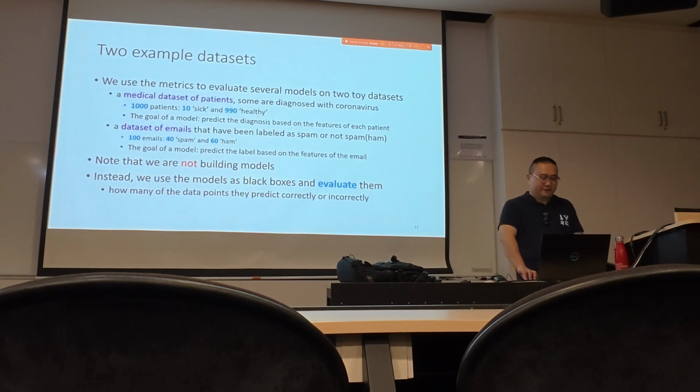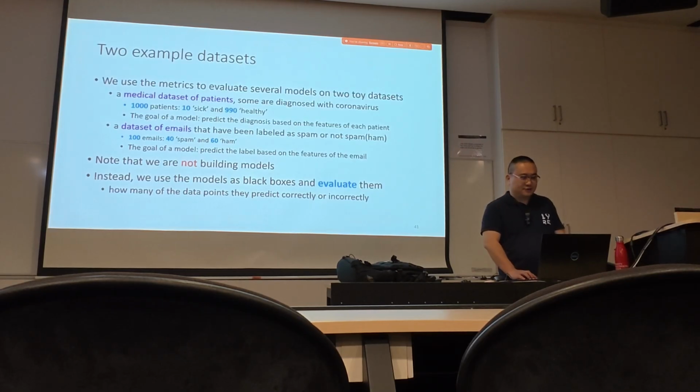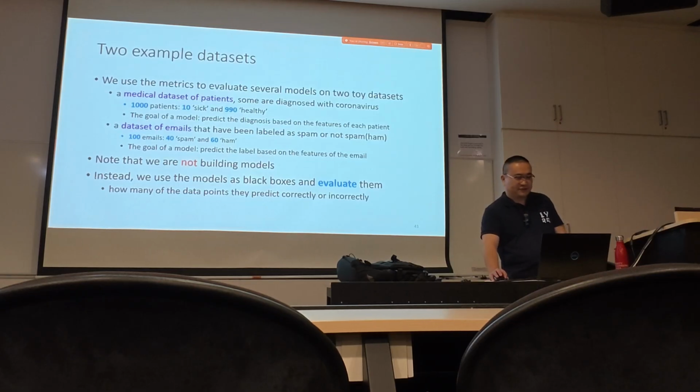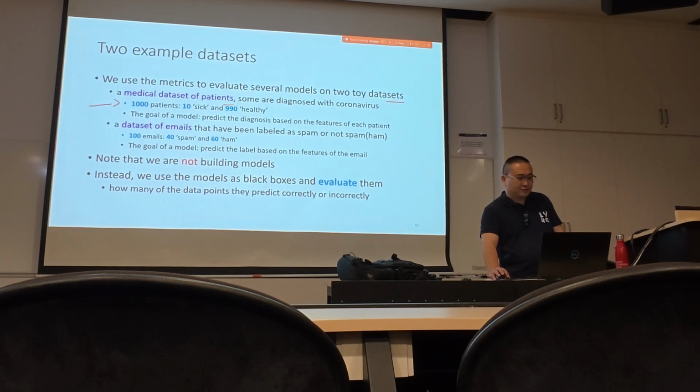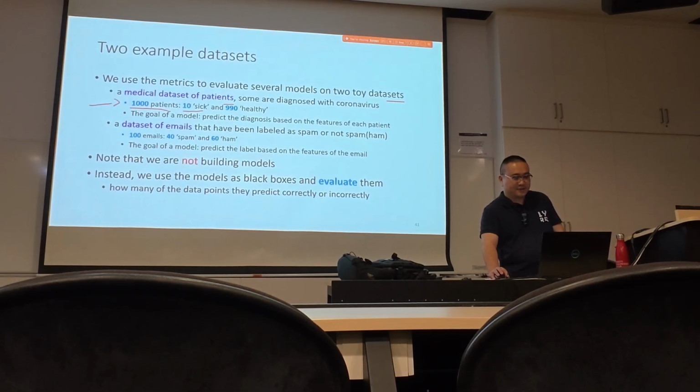Here, the evaluation is based on two toy examples. We use the metrics to evaluate several models on two toy data sets. The first data set is a medical data set of patients. In total, we have 1,000 patients, and 10 of them are sick, and the remaining are healthy. The goal is to train a model that can predict whether a patient is sick or healthy.